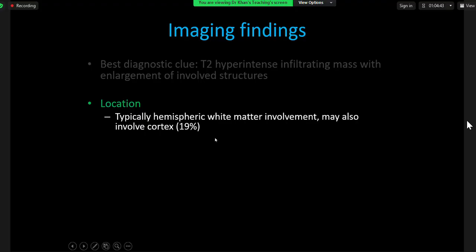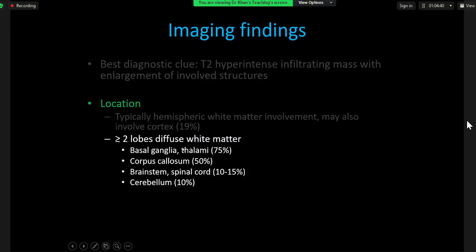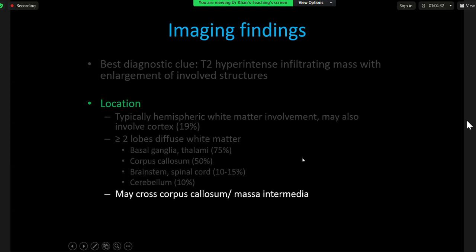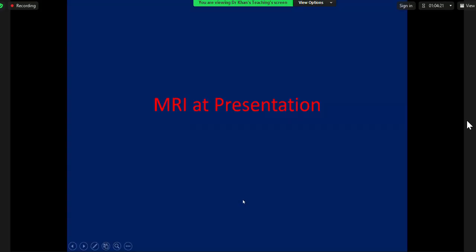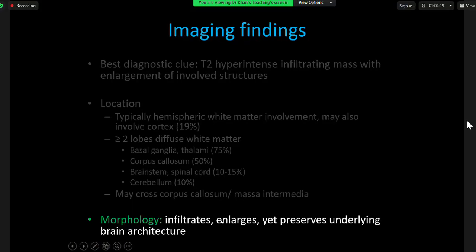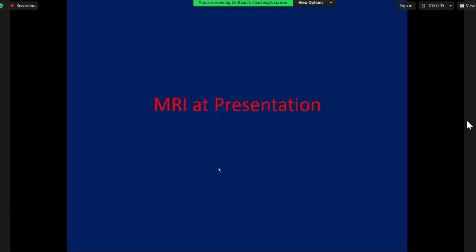This is 19%. But more than that, diffuse white matter, basal ganglia, thalami, which is deep gray matter, corpus callosum, brainstem, cord, cerebellum, all of these things can be abnormal. It may cross through to the other side through corpus callosum or massa intermedia through the thalami. And please remember that underlying architecture is preserved. Now, this is a unique thing. So it is infiltrative, it enlarges, but the underlying brain architecture is preserved.